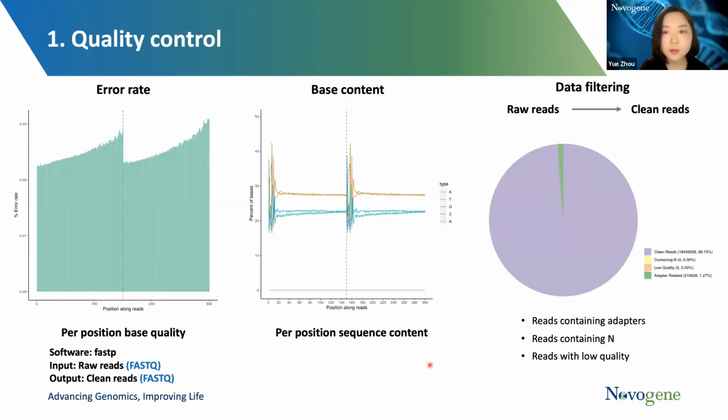There are 3 major aspects we look at in quality control, which include the error rate, the base content, and the data filtering. The software we use for QC is called fastp. For error rate, we're looking at the position-based quality, as we all know that errors tend to accumulate during the sequencing. And this is the normal look of error rate.